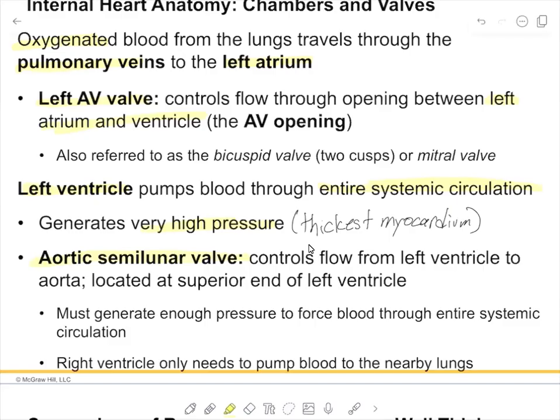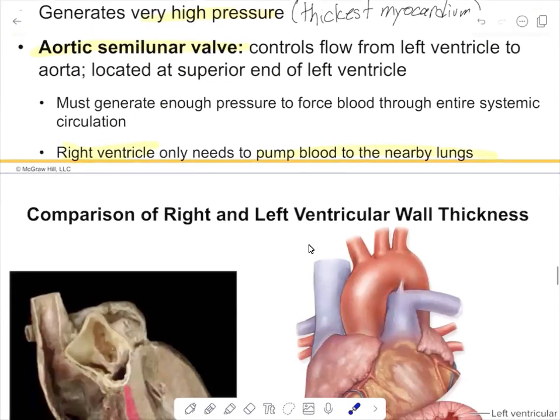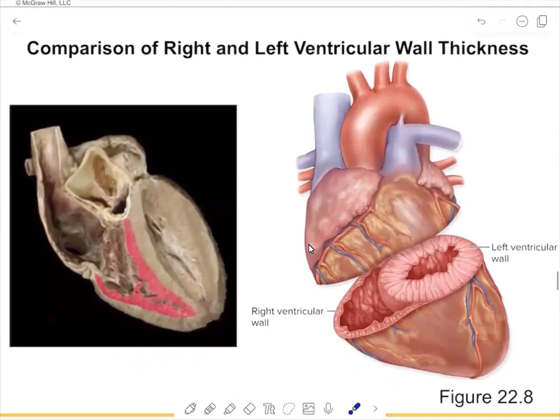So again, the myocardium then in the right ventricle is not going to be as thick because it only has to generate enough pressure to pump blood to the nearby lungs. When we compare the thickness of the right and left ventricle, I want you to notice the thickness that's on the left ventricle side. So this is the left ventricular wall. This is the right ventricular wall. To give you an idea of the pressure difference, this pressure is at least 120 over 80. Usually it's much higher than that.